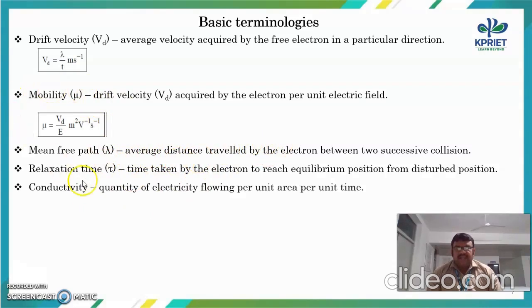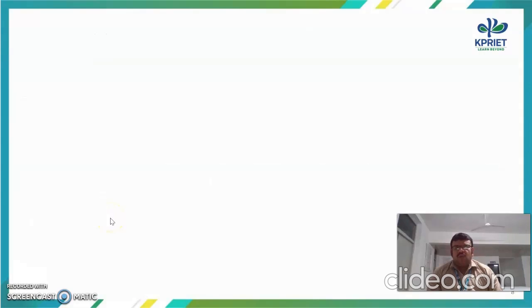And finally, the conductivity, which is nothing but the quantity of electricity flowing per unit area per unit time. Conductivity is written by the symbol sigma, which can be expressed as N e square tau by m, per ohm per meter. Now we are going to move towards our problem statement.